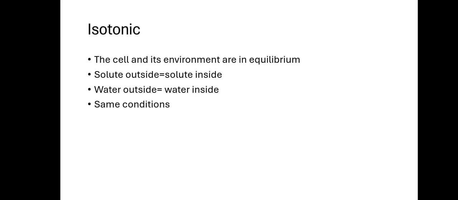Isotonic solution. Isotonic conditions: the cell and its environment are in equilibrium, meaning the inside of the cell and the outside environment have the same concentrations. The solute, salt and water concentration inside and outside the cell is balanced. As we say in chemistry, the reaction is at equilibrium, products and reactants are balanced. That is the condition.